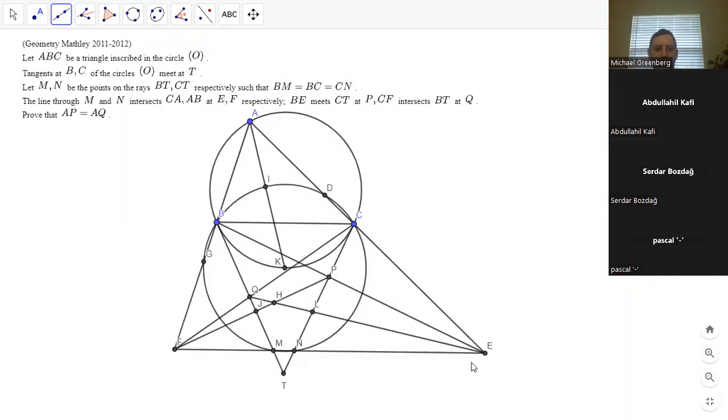Maybe we can use Menelaus somehow. So we have FM over FE times EP over PB times EJ over JM equals 1. Basically, we want to show BJ over JM is CL over LN. So we could make a symmetric argument the other way. We use Menelaus the other way. We have EN over EF times... Oh, I think I need to draw this point if I do that.